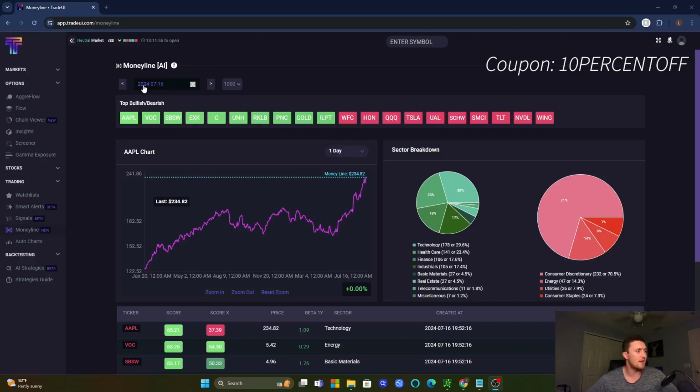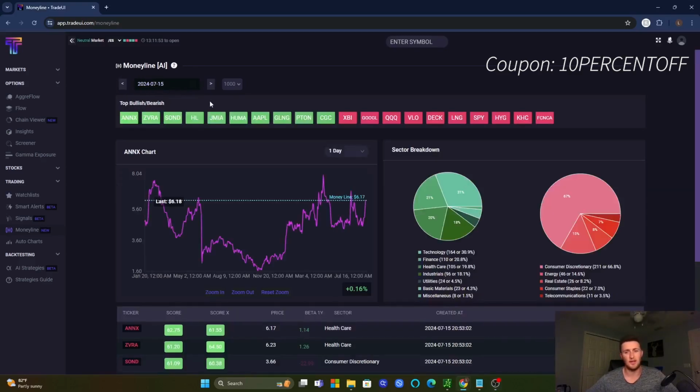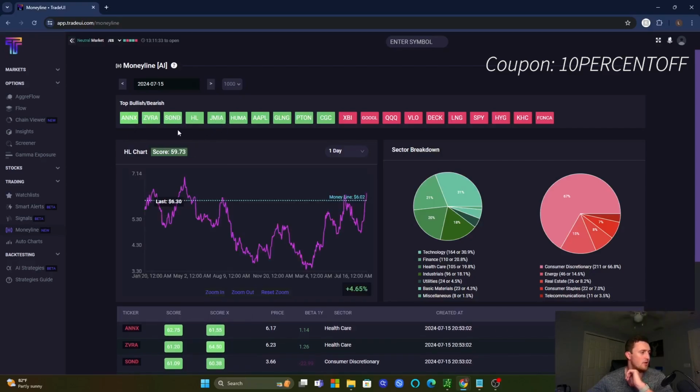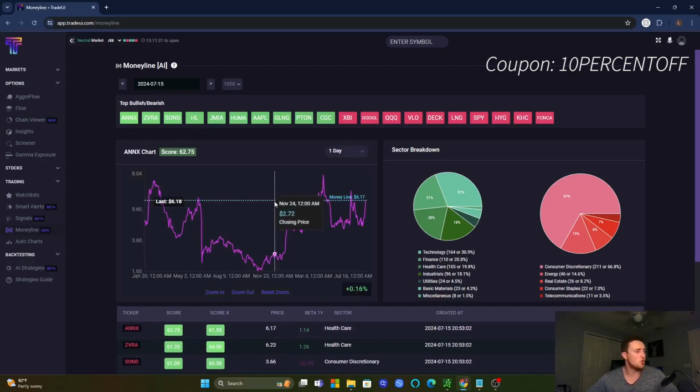So for my date right here, I'm going to go back to the previous trading day, which was 7/15. And off the top, you're going to see the top bullish and bearish. This is going to tell you the top 10 on the bull and bear side, showing you what tickers are associated with those statistics. We have a chart based on whatever ticker you select, so you can go to ANAX, ZVRA, SOND, HL, any of these.